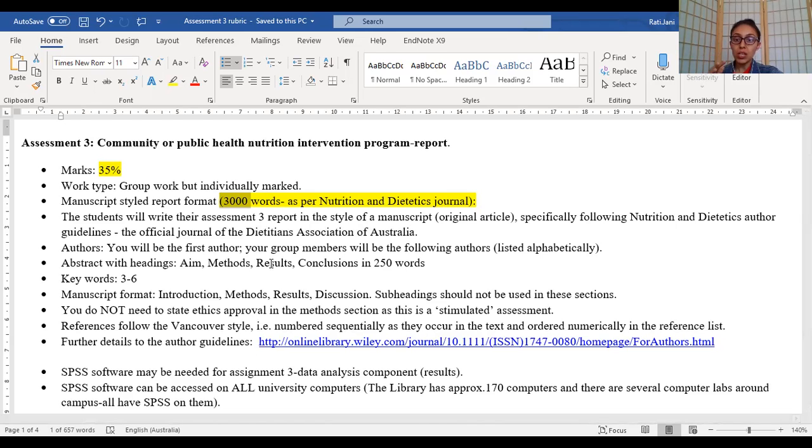Some of you get confused that do we have to submit our work to the journal? No, you do not have to submit your assignment to the actual journal. Okay, this is a simulated setting. This is a mock manuscript writing experience. You just have to write your manuscript and submit it to me on Canvas for marking. Do not approach the journal. Okay, don't do that. All right.